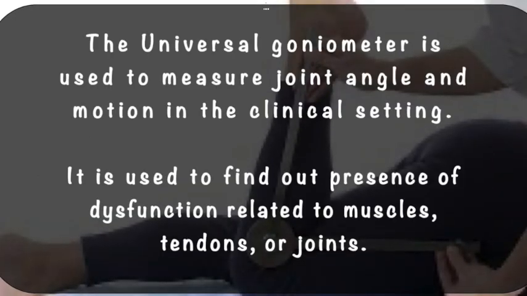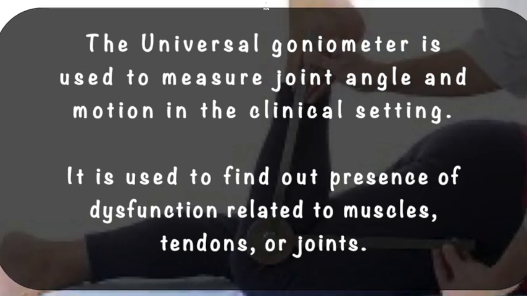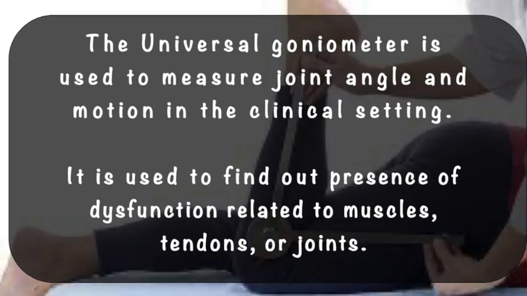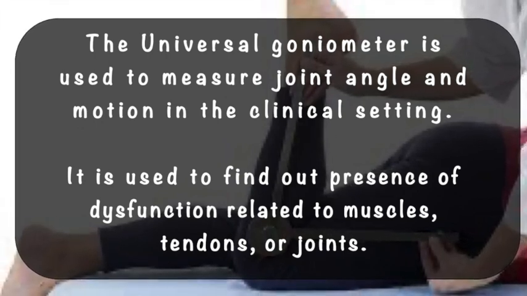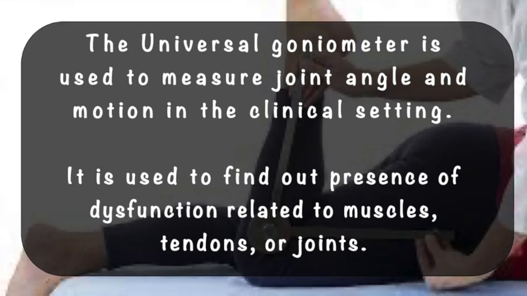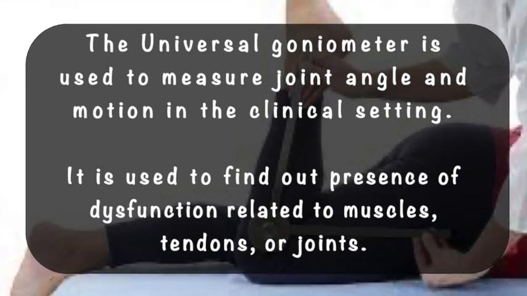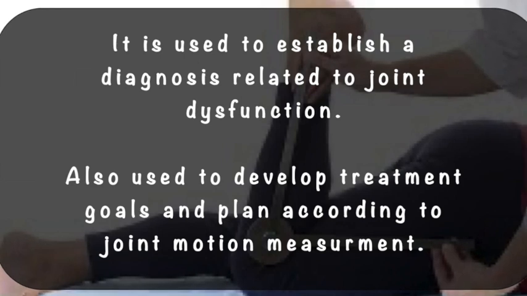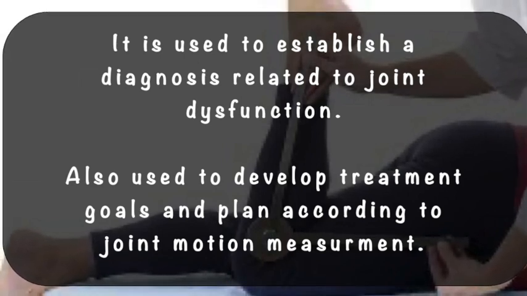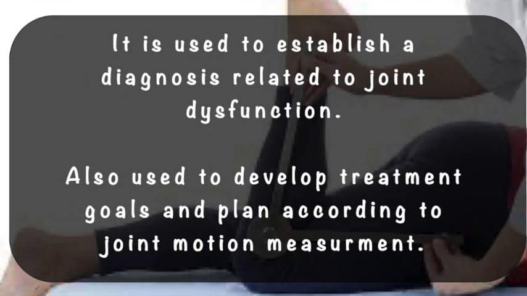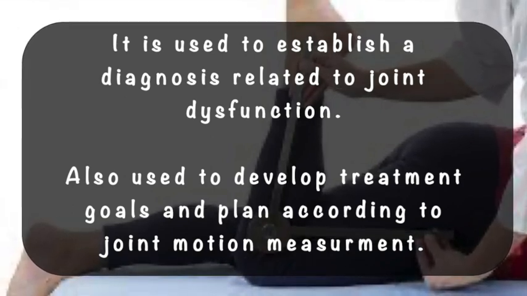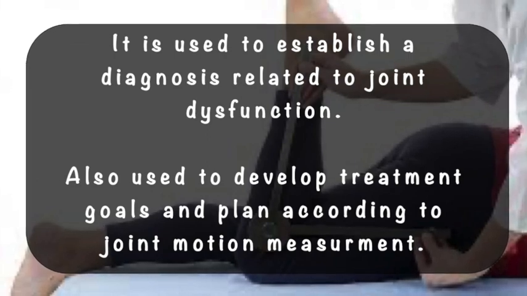Now let's see the uses of goniometer. So the universal goniometer is used to measure joint angle and motion in the clinical setting. It is also used to find out the presence of dysfunction related to either muscle, tendon or joints. It is also used to establish a diagnosis related to joint dysfunction by measuring joint range of motion, whether it is affected or not, and according to that, it is also used to develop treatment goals and the treatment plan.